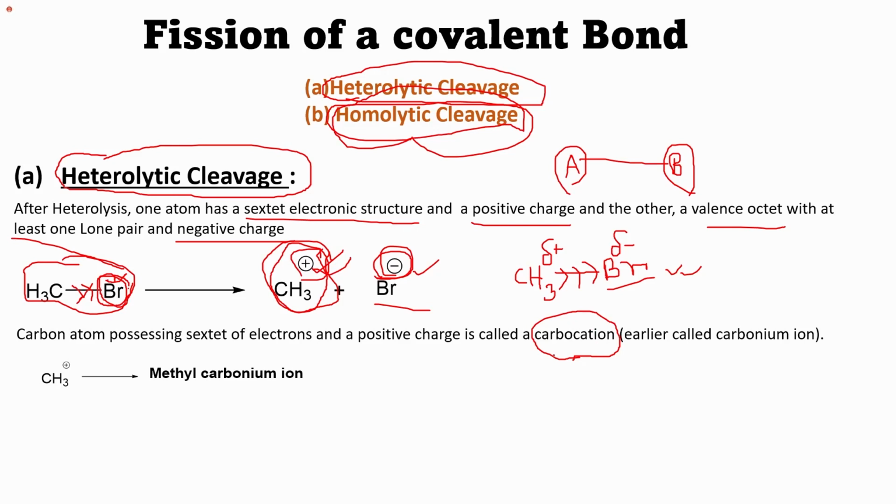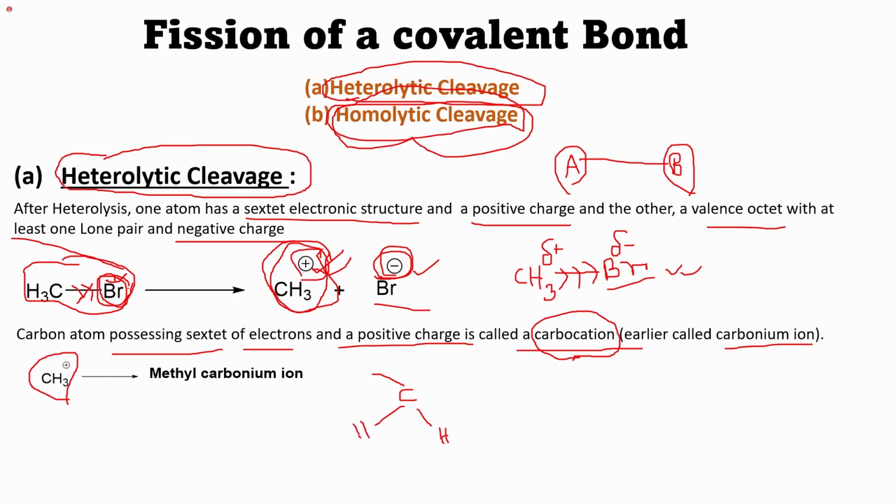Whenever you see any carbon containing a positive charge, this carbon can be called a carbocation, or it can also be named a carbonium ion. A carbon atom possessing a sextet of electrons and a positive charge is called a carbocation. Now CH3 plus, why is it a sextet? Because there is one hydrogen and one hydrogen. So CH3 plus is the sextet.